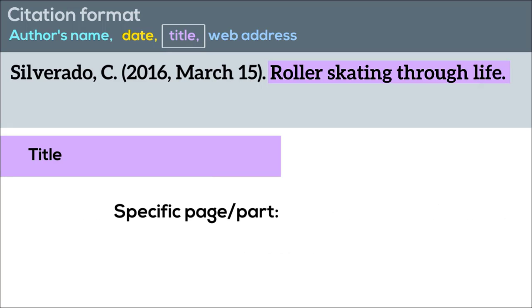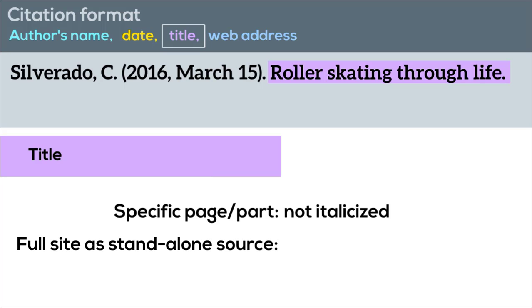If you are citing a specific web page on a larger website, such as a specific article or document on the website, leave the title like this. If you are citing a website as a standalone source, italicize the title. Web pages are quite often part of something bigger, such as a full website. Therefore, most of the time, the title is not italicized.